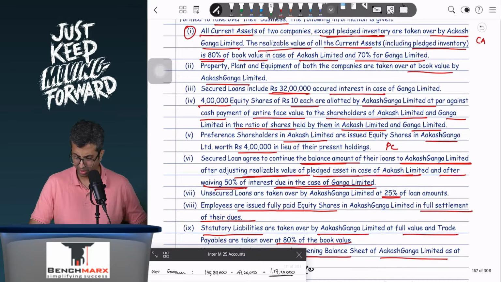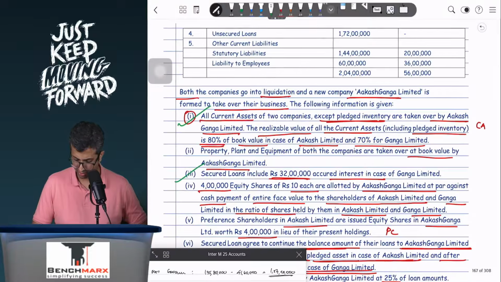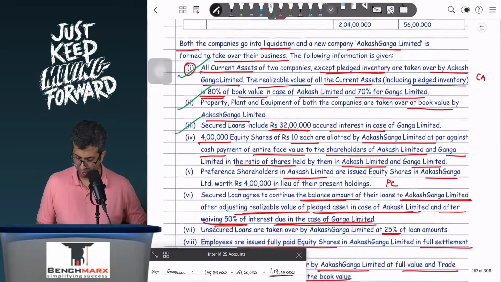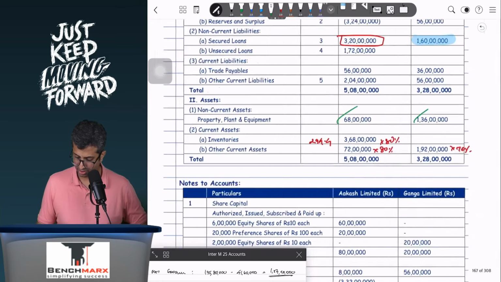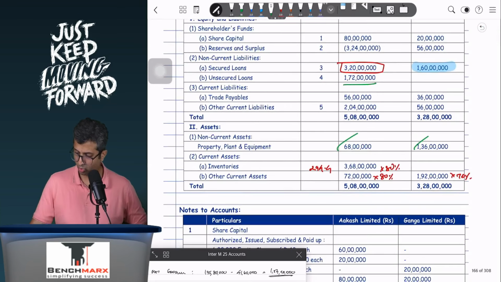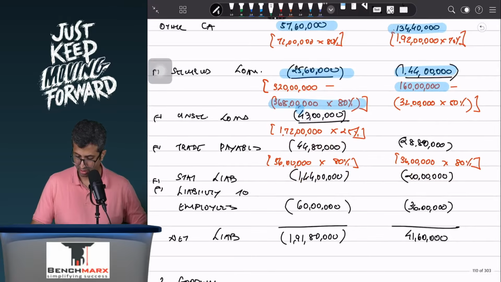So point 1 and the secured loan point, PP are taken over at book value, so PP will directly be at 68 lakhs and 136, that is fine. Then you'll have, this is issued for cash, preference shares, this is BC, secured loan we have done. Unsecured loans are taken over at 25% of the loan amounts. So this is 172 into 25%. This is 43.